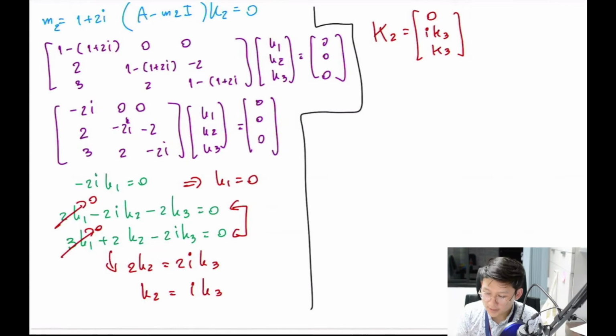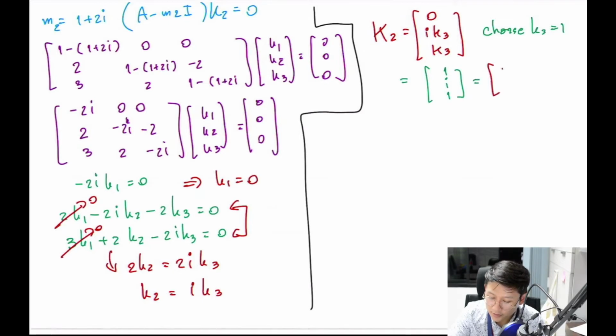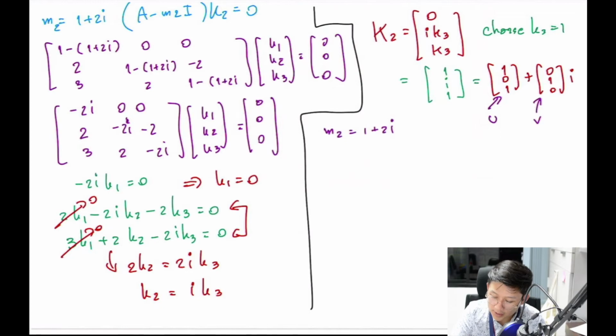Okay, after that I choose k3 equals 1. So here it would be 1i and 1, which means that it can be written as 1 0 1 plus 0 1 0 i, and this is the vector u and this is the vector v. And don't forget our m2 is 1 plus 2i, which means that alpha is 1 and beta is 2.